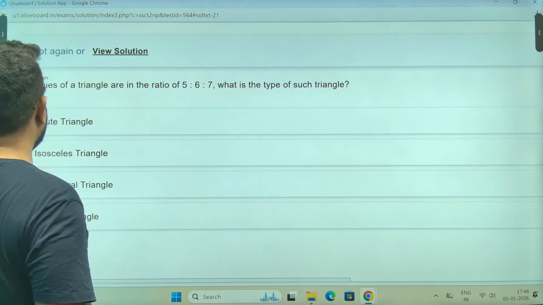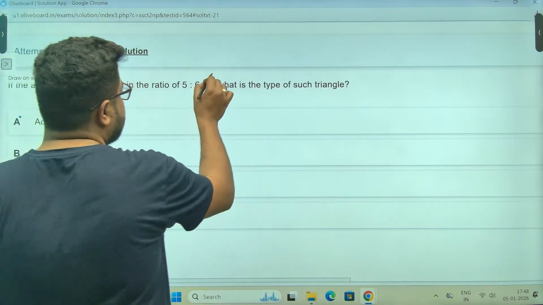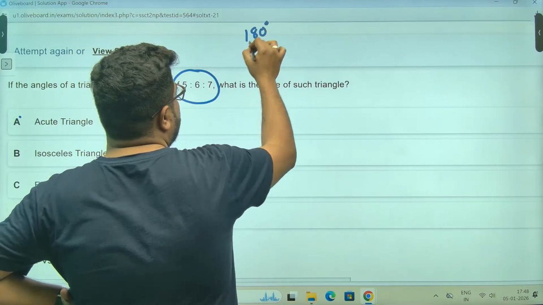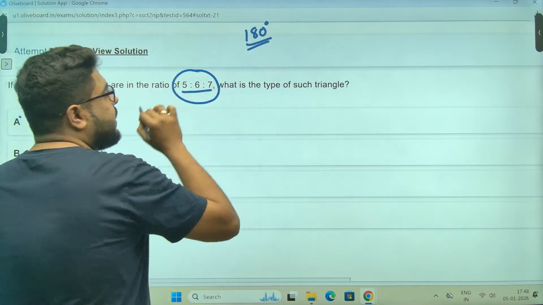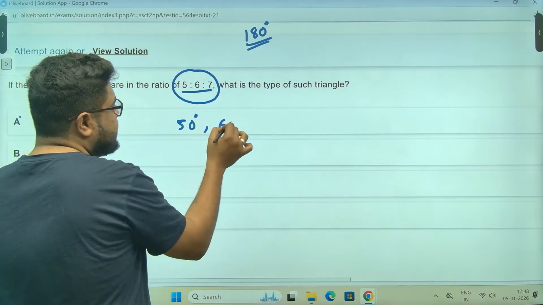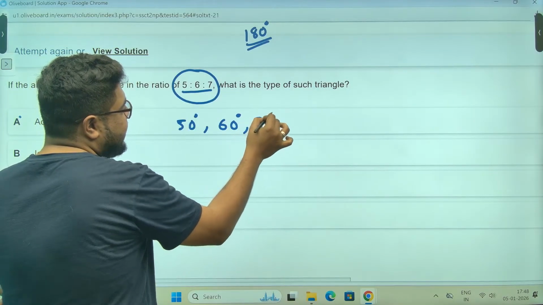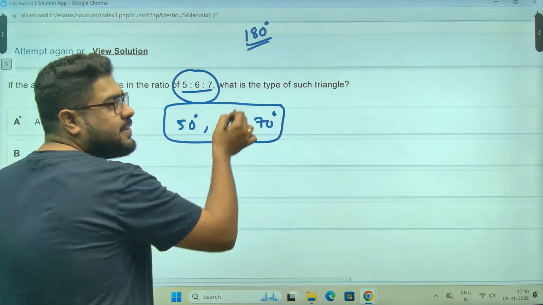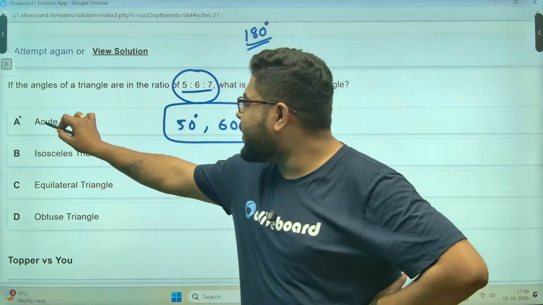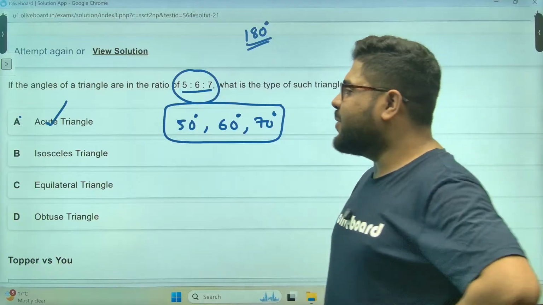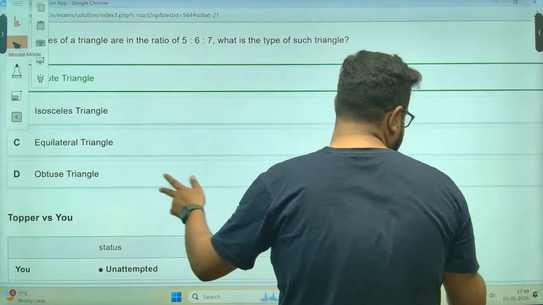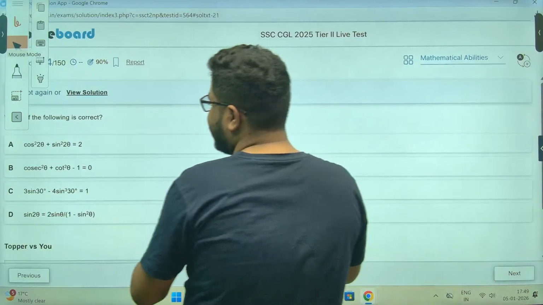Sir, the angles of the triangle are in this ratio. So it's very simple. Total is 180, and this is 18 parts. So every part is 10. So angles are 50 degrees, 60 degrees, 70 degrees. You see, the angles were given. Sir, what type of triangle? 50, 60, 70? Sir, acute angle triangle. You don't need it. It is a 10 seconder, sir. Perfect. Moving on.